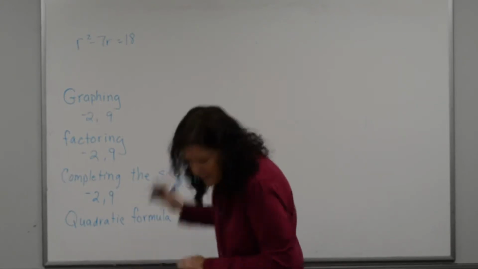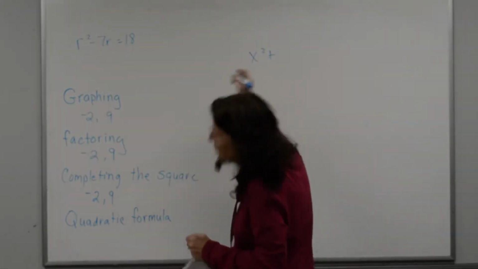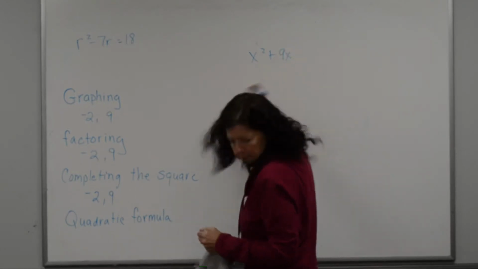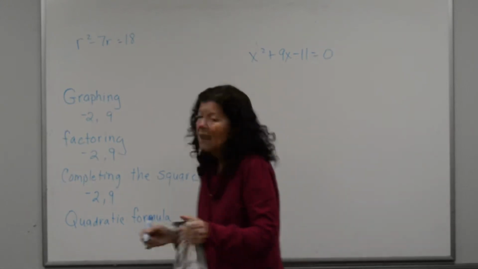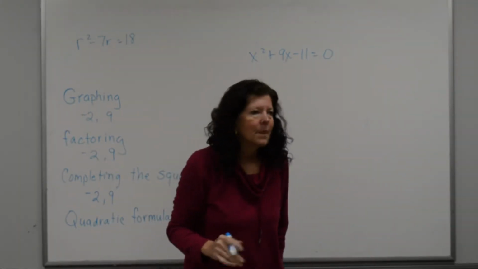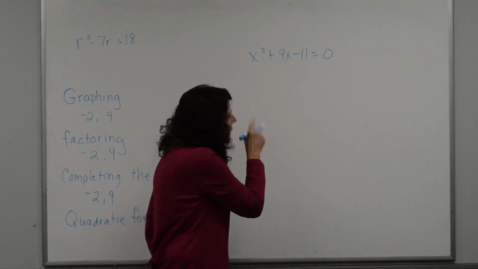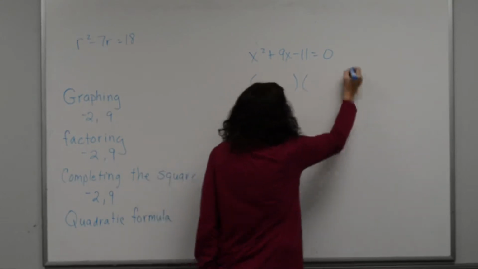All right, what about this one? x squared plus 9x minus 11 equals 0. Now, truthfully, the temptation is to factor it. But I can't. If I try to factor, notice how it doesn't work.